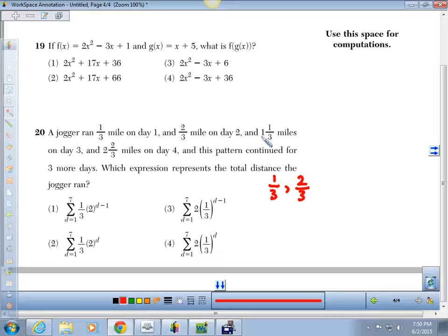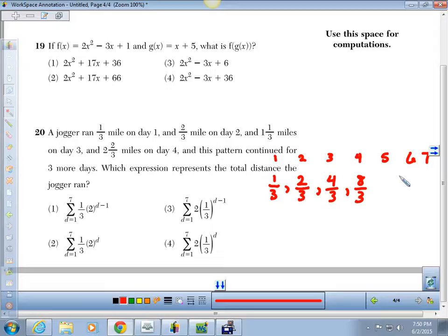Folks, one full is how many thirds? 3/3, right? So 1 1/3 is really how many thirds? 4/3. So 4/3. And then we go to 2 2/3. Well, how many thirds is 2 whole? 6/3. 6 and 2 more is 8/3 on the 4th day. So here's my first term, my second term, my third term, my 4th term. And they said it continued for 3 more days, so we want the 5th, 6th, and 7th.